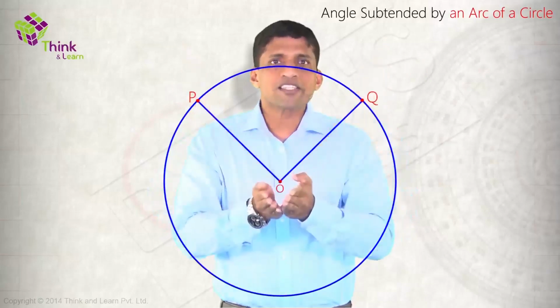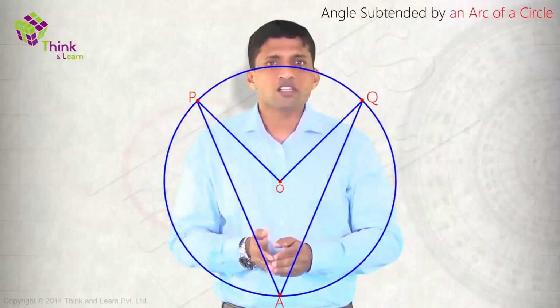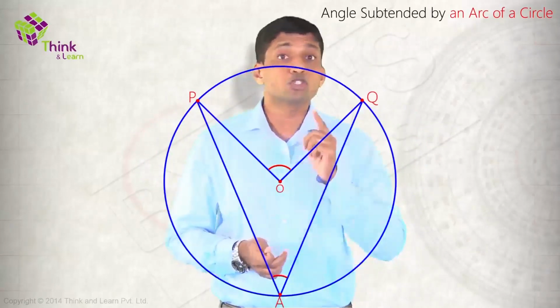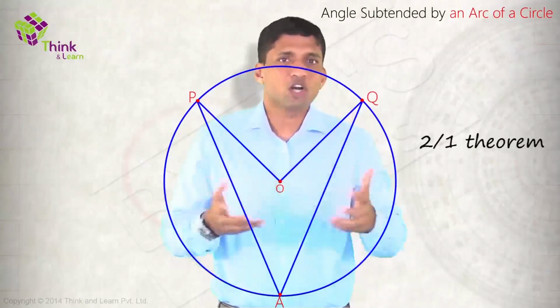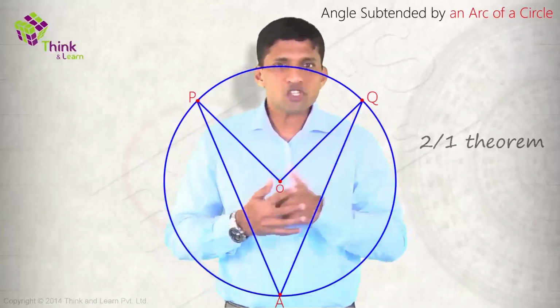If I take a circle like this, if I consider an arc PQ here, angle subtended at the center and the angle subtended at any point on the remaining part of the circle, the ratio between this angle to this angle is 2/1. I'll refer to this theorem as 2/1 theorem. It is not called 2/1 theorem, but I'll be using 2/1 theorem for reference.